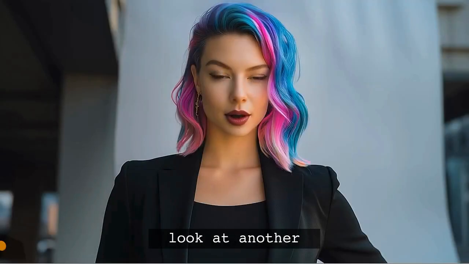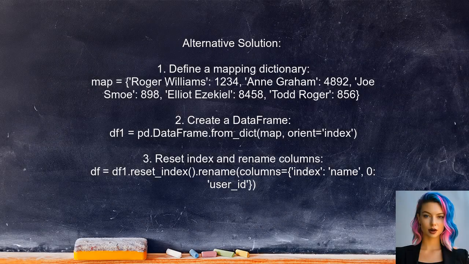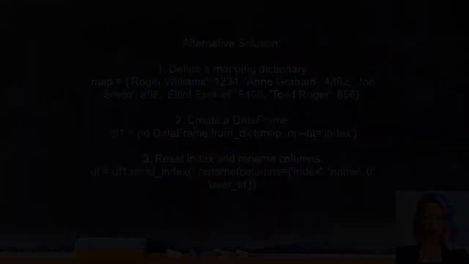Let's take a look at another answer from another user. One alternative approach to mapping values in a Pandas data frame is to create a dictionary from your mapping. First, you can define your mapping dictionary with names as keys and user IDs as values. Then, you can convert this dictionary into a data frame using the fromDict method, setting the orientation to index. Finally, reset the index and rename the columns to have a clear structure.